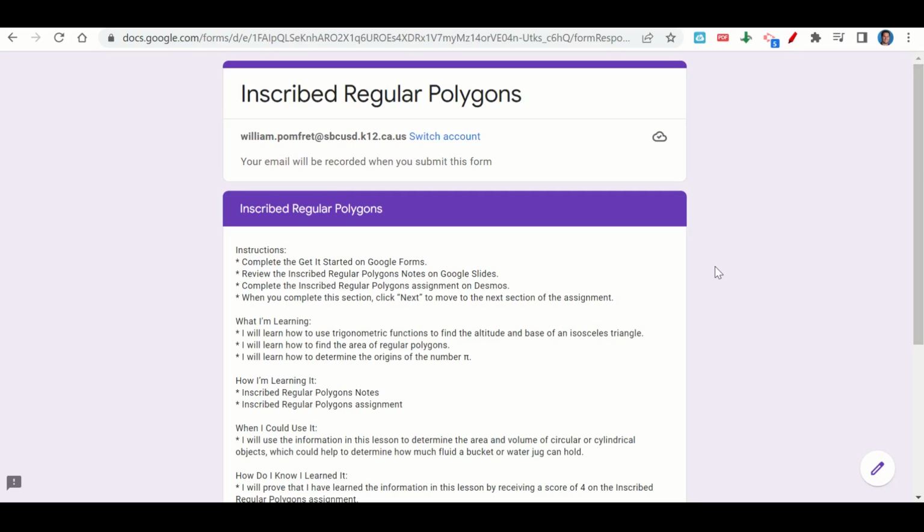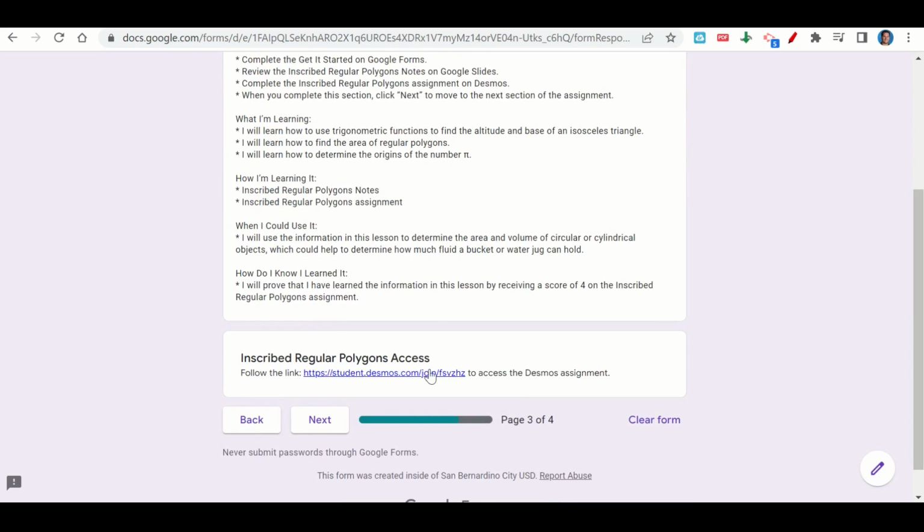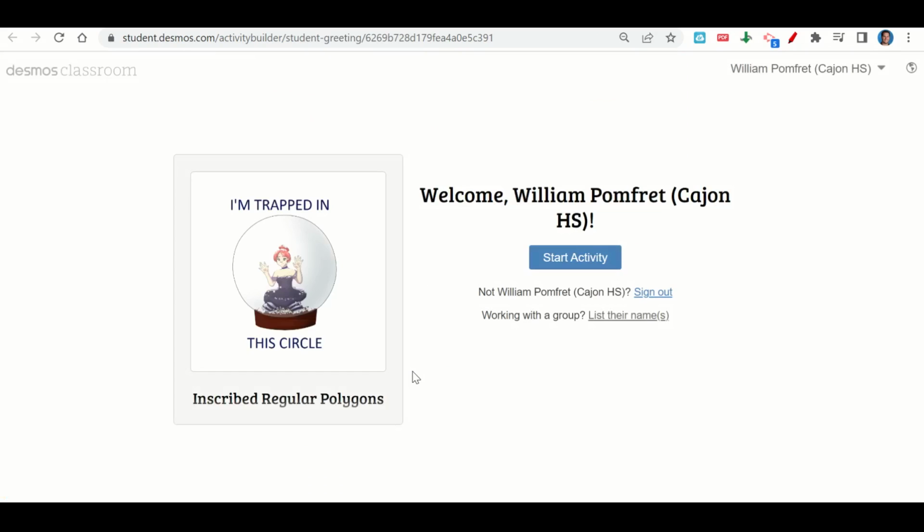Let's take a look now at the Inscribed Regular Polygons assignment. The assignment begins with our learning goals and success criteria. If we scroll down, there's a link here that takes us to our Desmos activity. Go ahead and click on that link. And it should take us to a page that looks like this. We'll go ahead and click Start the Activity.